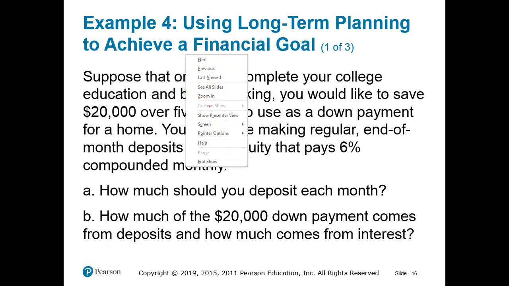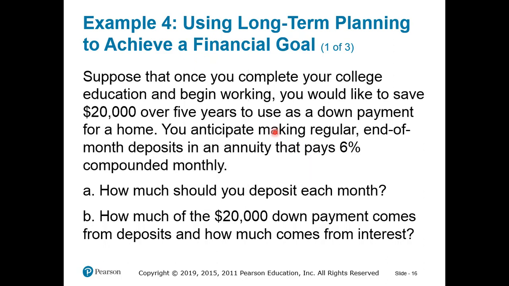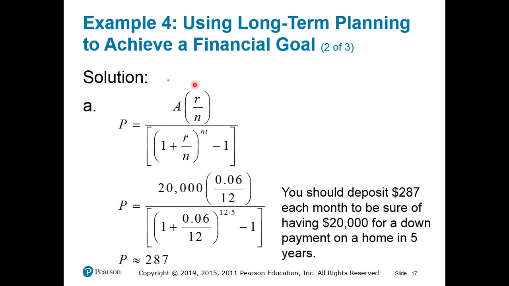Okay, so the goal is what? You want $20,000 after 5 years. So we're going to use that formula. And then it says how much of the down payment is going to come from the deposits and how much is going to come from interest. So we're going to use this formula.